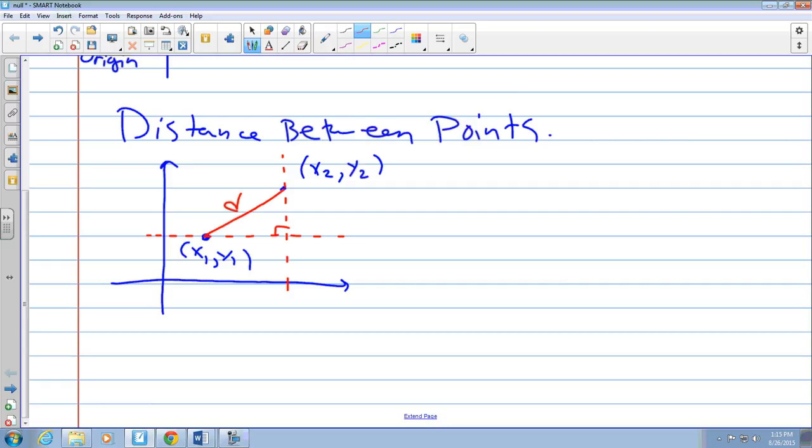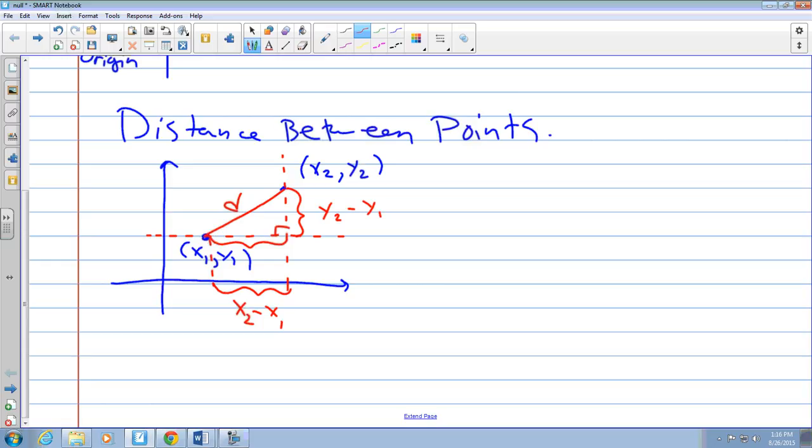We can make a little triangle, right? A 90-degree triangle, and I can figure out the length of this side, and I can figure out the length of that side. So if you know two sides of a right triangle, you can find the third side by means of the Pythagorean theorem, right? You with me on that? So the length of this side will be just the difference in the y values, so that's just y2 minus y1. Similarly, the length of this side would be x2 minus x1, the change in the x values.